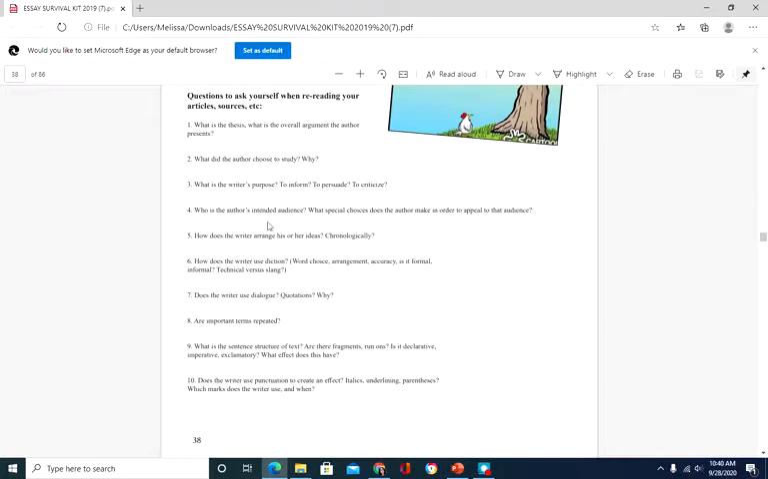So who's the author's intended audience? What special choices does the author make in order to appeal to that audience? So different audiences have different buttons to push, right? So if you're talking to a group of kindergartners, you're going to use language, images, and information that uniquely appeals to that audience. If you're talking to a bunch of academics who teach composition, they've got different buttons to push and different types of information that they're going to look for.